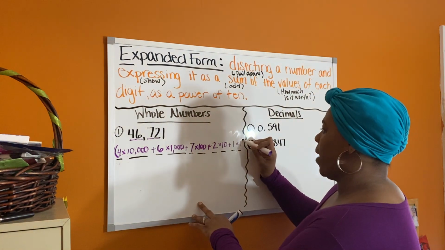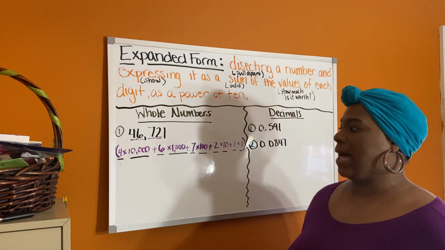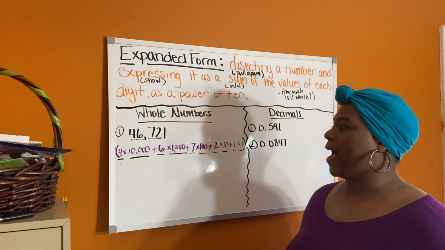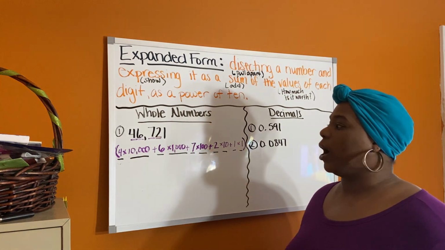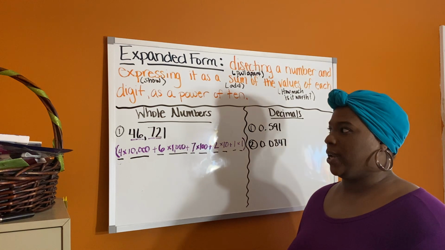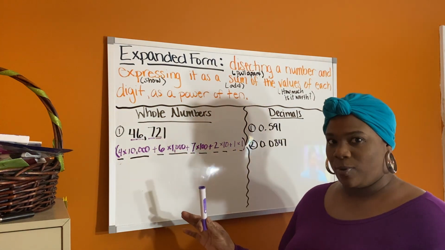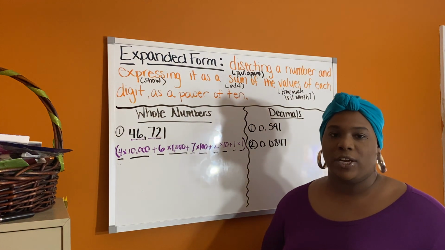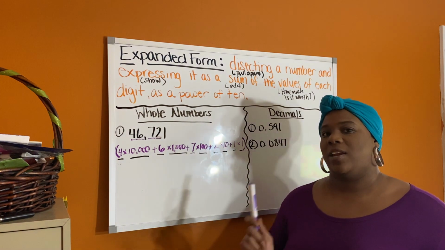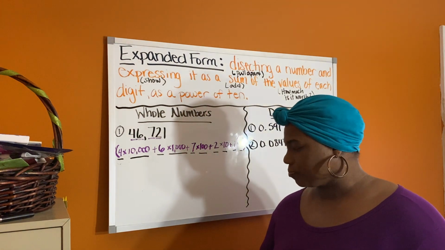So in order to express 46,721 in expanded form, I would have to write 4 times 10,000 plus 6 times 1,000 plus 7 times 100 plus 2 times 10 plus 1 times 1. And that is my answer, and that is how I write from beginning to end 46,721 in expanded form. All right, so now let's take a look at another one.